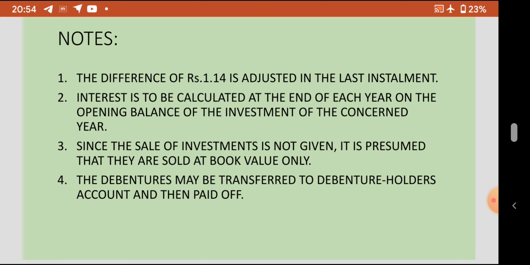Overall, I believe that you have understood the concept of the sinking fund method, and how the strategy is formed by the company for the debentures it has issued, by making investments every year and paying off the debentures after the particular period. So this is the whole concept of redemption using the sinking fund method.